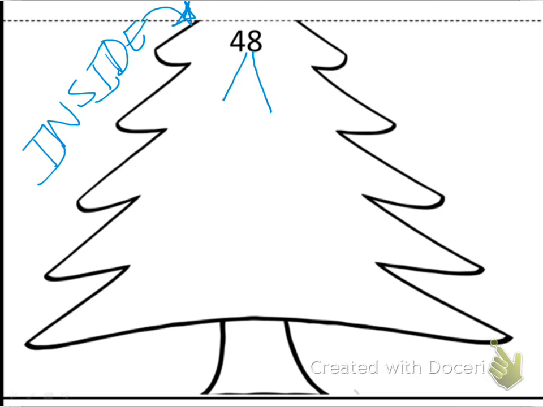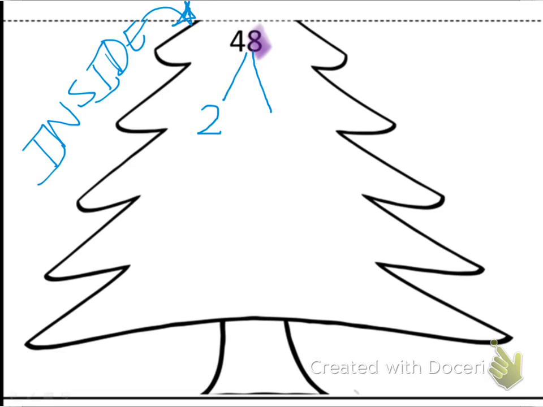When I see 48, I always think in my head that it's divisible by 2. Remember our divisibility rules? 48 ends in an even number. So I know it can be divided by 2. So I'm going to put 2 as my first factor.